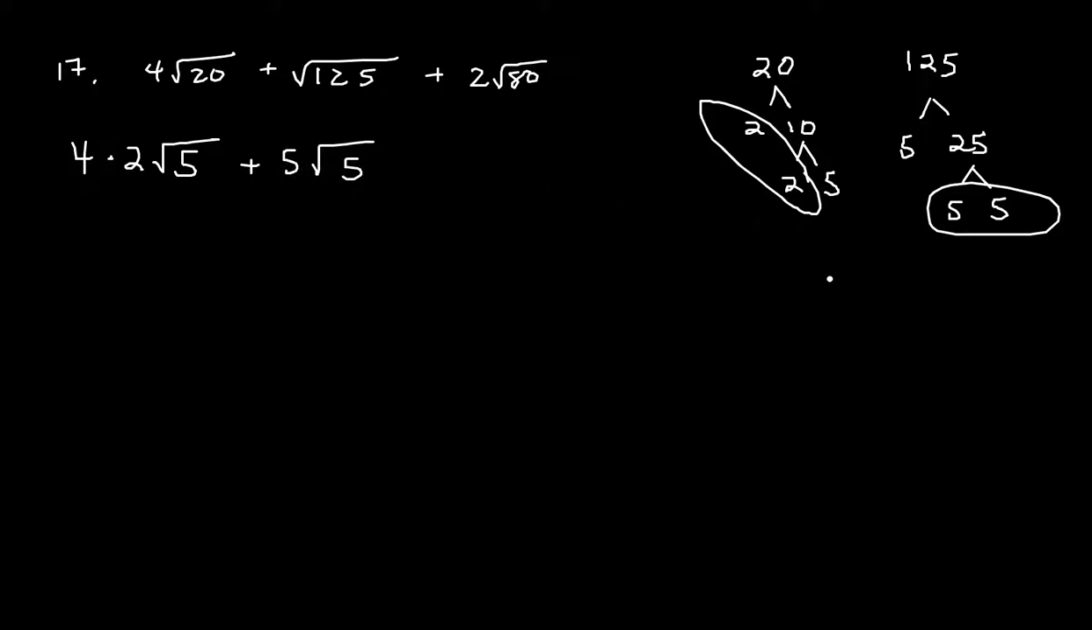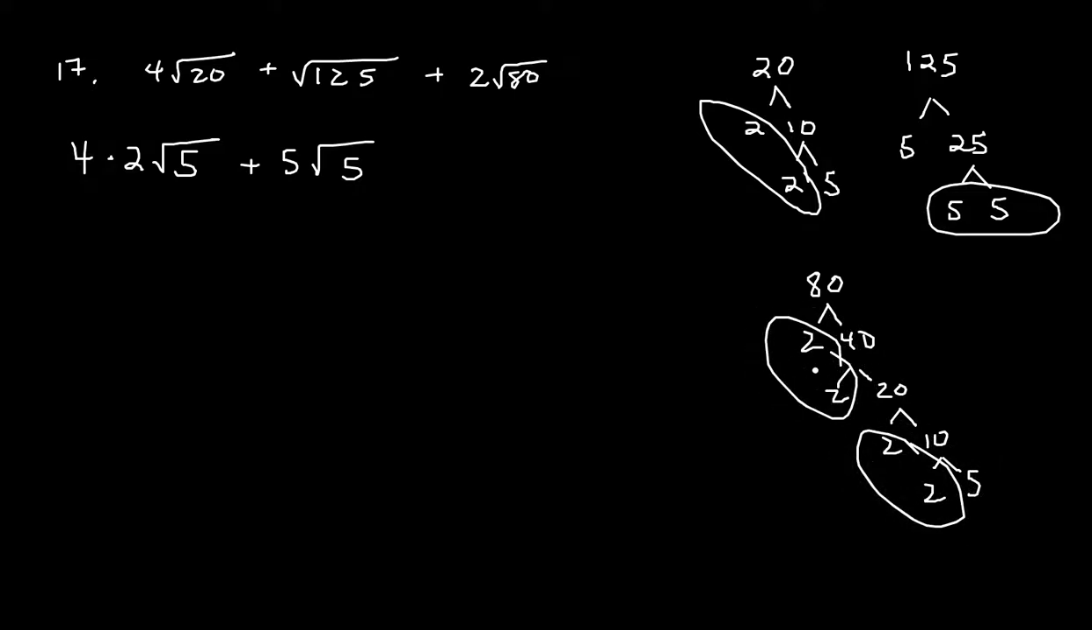And the last one is the square root of 80, so let's take 80. So we get 2 and 40, 2 and 20, 2 and 10. Ooh, this one's long. 2 and 5. So we have 2 2's, so that's going to be 4 comes out. 2 times 2 is 4, root 5. Look at these, they're all the same. Very interesting. Okay, so then we're going to get 8 root 5, plus 5 root 5, plus 4 root 5.